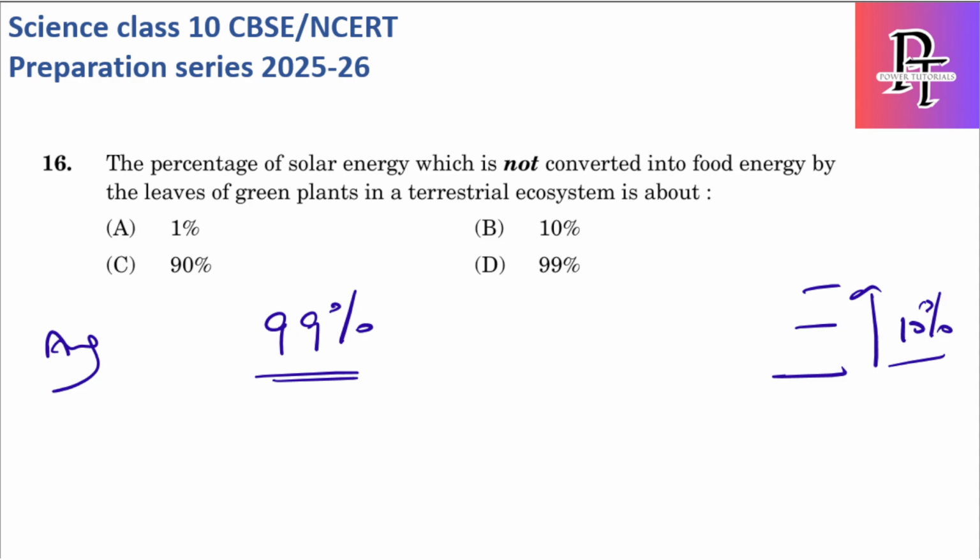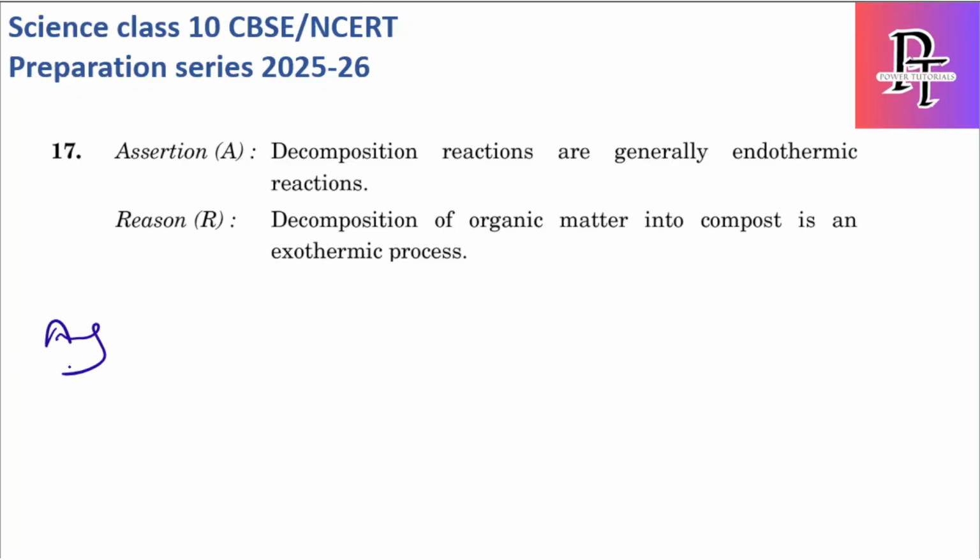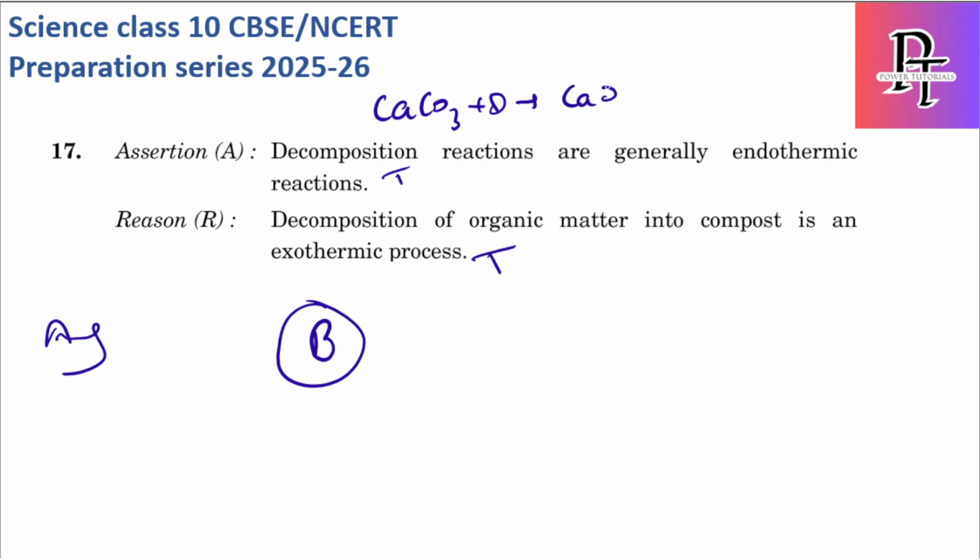Okay, let's move to the 17th. Decomposition reactions are generally endothermic reactions. That's correct. Decomposition reaction of organic matter is exothermic reaction. This is also true, but both are not related to each other. Hence the option should be B, where assertion and reason are true, but the reason is not the correct explanation. For decomposition reaction, you can give an example of calcium carbonate. In the presence of heat, it forms calcium oxide and carbon dioxide. Okay, and here it's for organic matter. If you allow it to decompose, what will happen? They will form into ethanol and energy is getting released here.